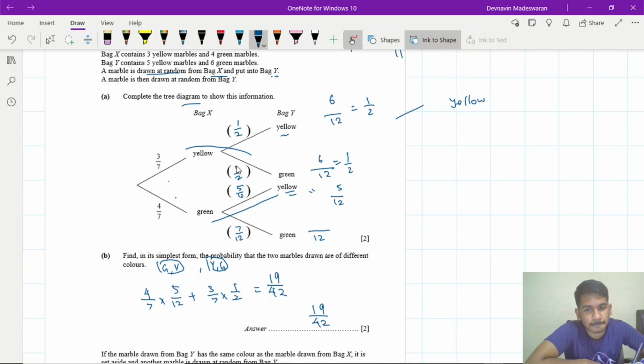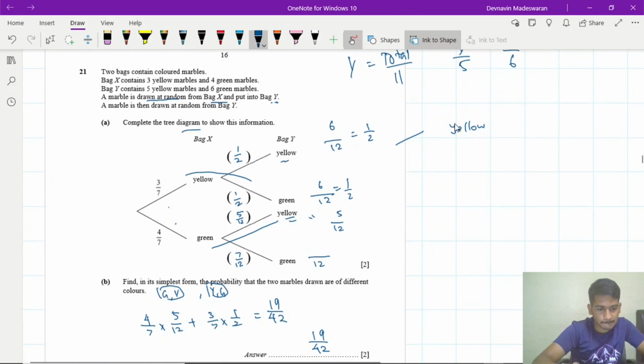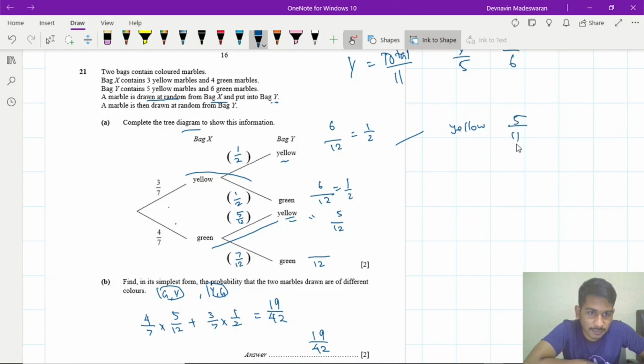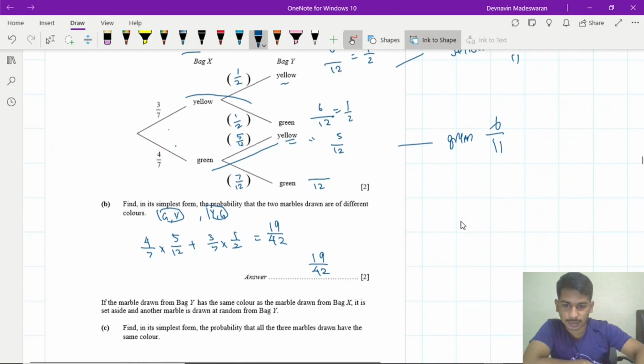Doesn't it go back to the normal probability again? Never mind, yeah, it does, because it's the same color. Back to the normal probability, it's going to be 5 over 11 for yellow, and for the green it's going to be 6 over 11, because now it's the exact number of marbles, back to the normal 6 green marbles and 11 total marbles. So that's actually pretty cool.